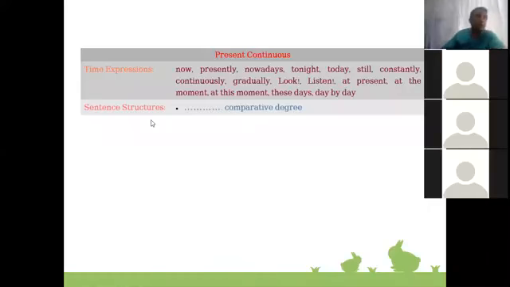And we have a structure with the comparative degree. When we say something about what is happening around us in the comparative form, we use the present continuous tense. Say, our population is increasing more and more. More and more is comparative. So we use the present continuous tense to say that our population is increasing.